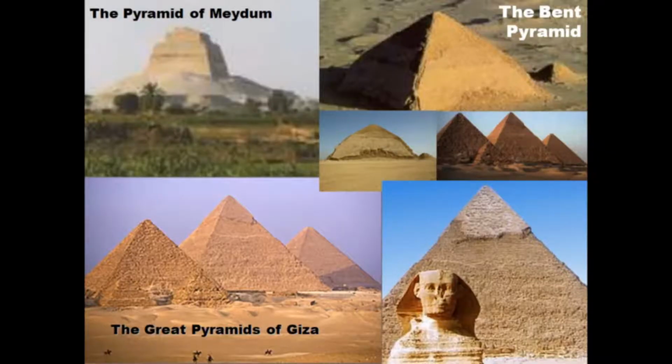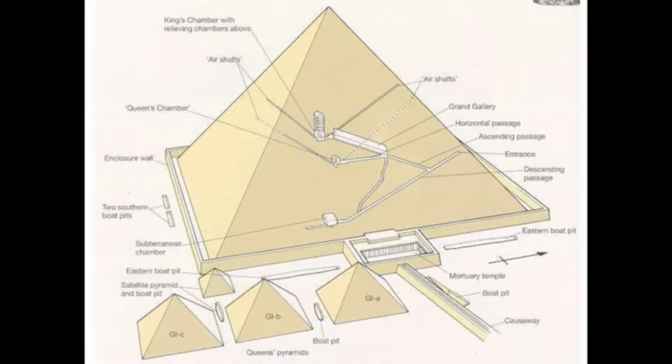Now we see here many types of pyramids. We see the Bent Pyramid, and the Great Pyramids of Giza, the hugest pyramids in Egypt. As we can see here, this is the Great Pyramid, the Pyramid of Khufu, the Great Pyramid of Giza. This is the greatest one, or the hugest one, among the three pyramids. This is a description of the pyramids from inside.